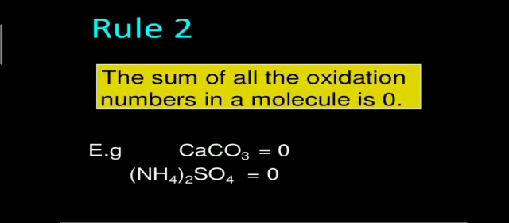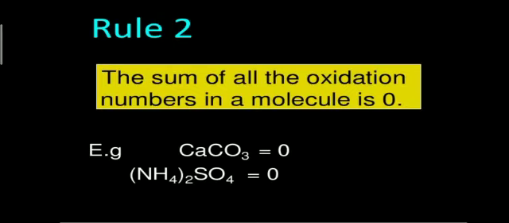In case of a molecule, we know how a molecule is formed. Atoms combine together to form a molecule. So in a molecule, the sum of all the oxidation numbers of atoms is equal to 0. In case of a molecule, I am not talking about an ion. In case of a molecule, the sum of all the oxidation numbers in a molecule is 0.